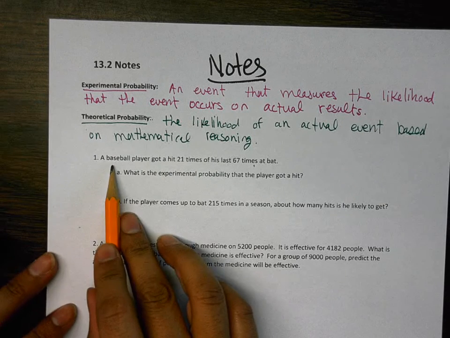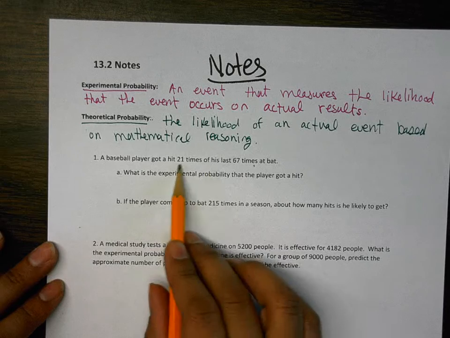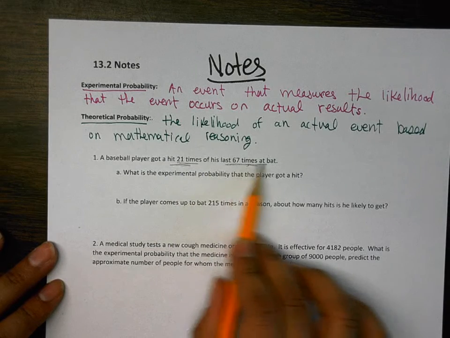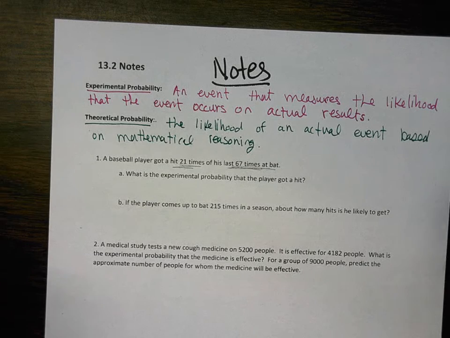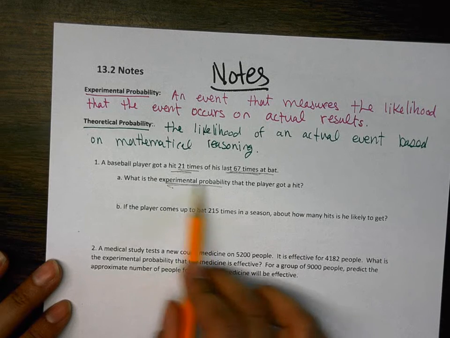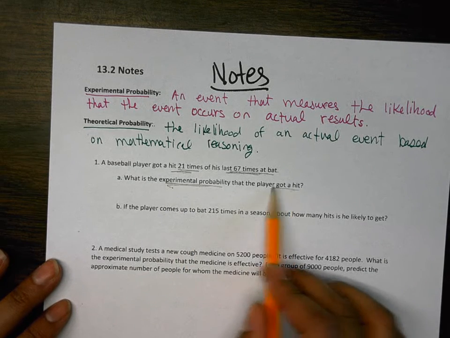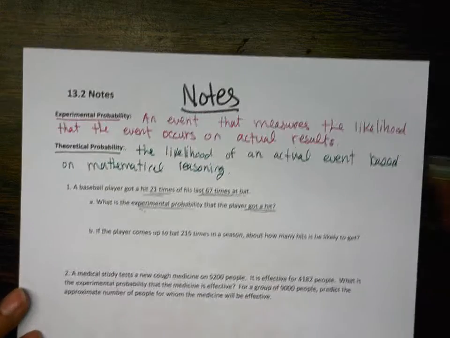All right. A baseball player got a hit 21 times on his last 67 times at bat. If he's actually going out there and batting, is this theoretical or experimental? Experimental. He's actually doing it, experimental. What is the experimental probability that the player got a hit? Good job. Oh, you know what? I didn't write it down up here.